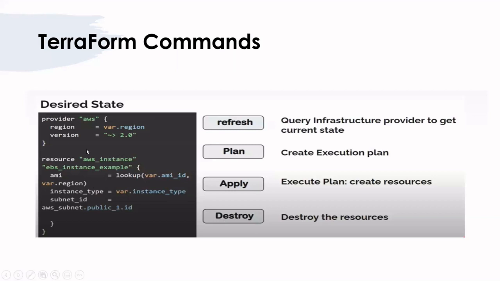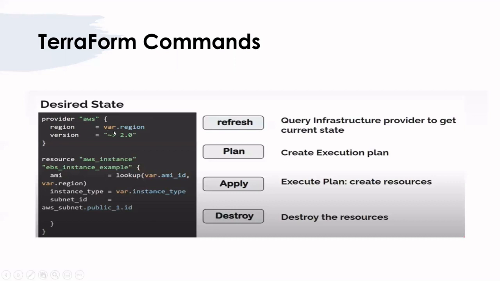Okay, so this is the configuration file. Let me explain it over here. This is the provider. I am going to show you the AWS side. This is the name of the provider, and this is the region.